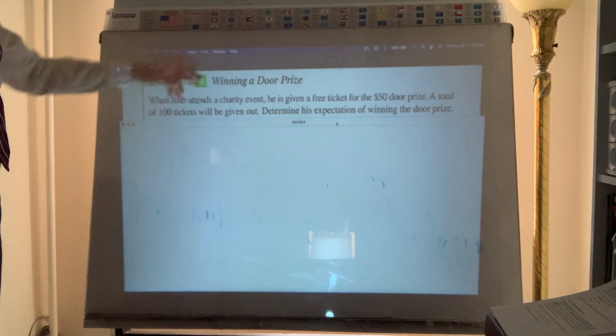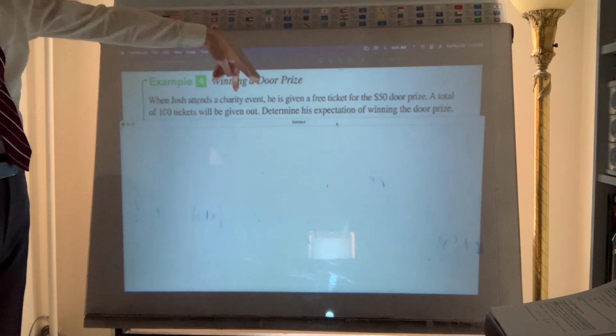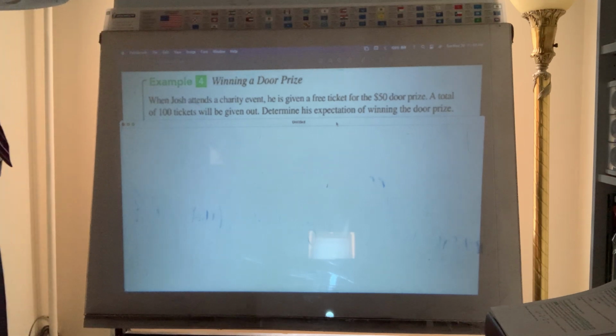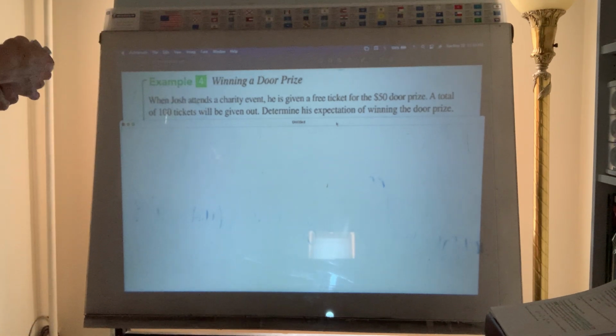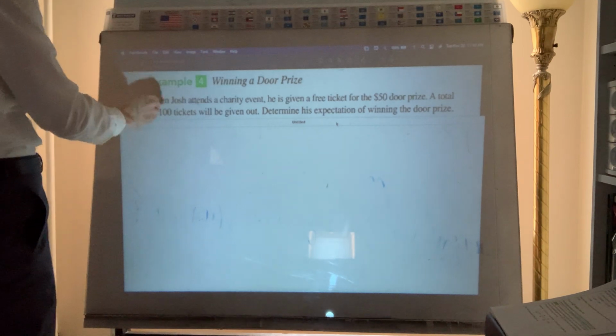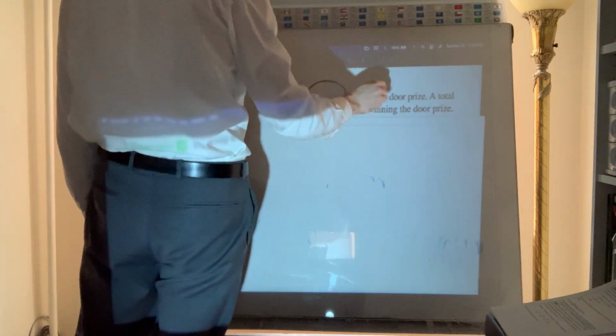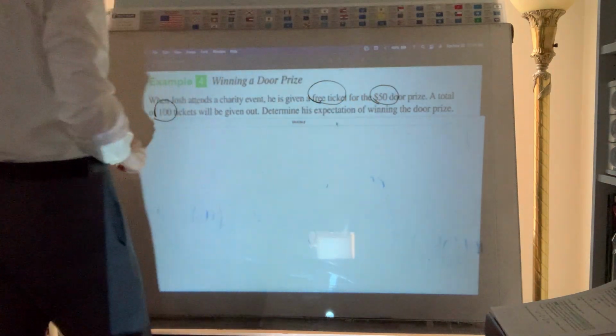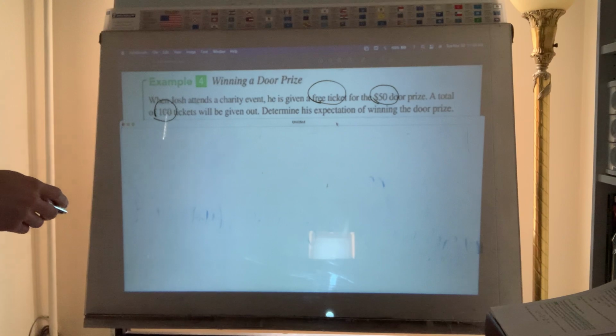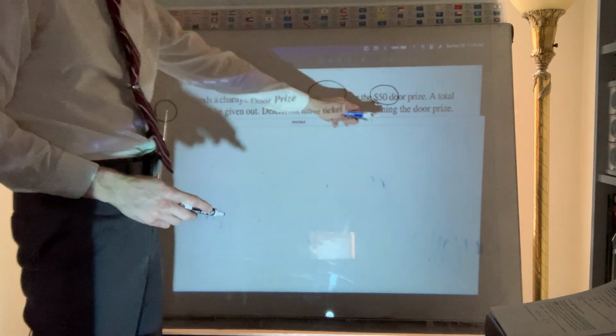Example 4 is about a door prize. When Josh attends a charity event, he is given a free ticket for the $50 door prize. A total of 100 tickets will be given out. He has a free ticket, and $50 is the actual prize. Determine his expectation of winning the door prize.